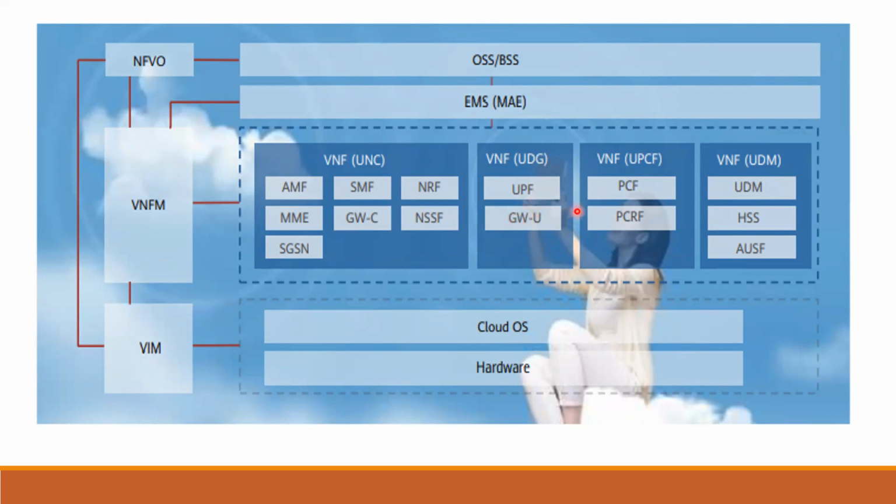The third VNF is your UPCF. In 5G, it has PCF. In 4G and below, it has PCRF. And the fourth VNF which we deploy is the UDM. Here for 5G, you utilize UDM and AUSF. For 4G, you have HSS, and for 3G and below, you have HLR here as well.